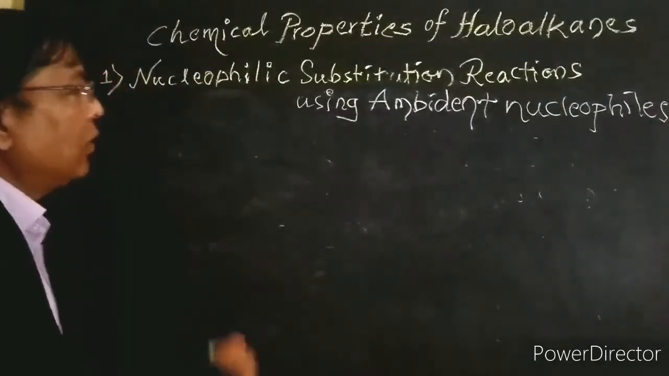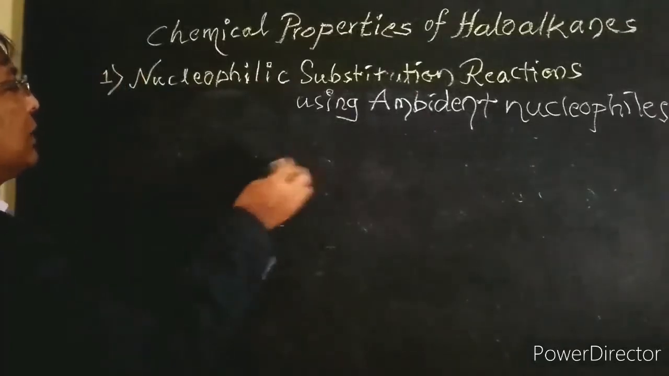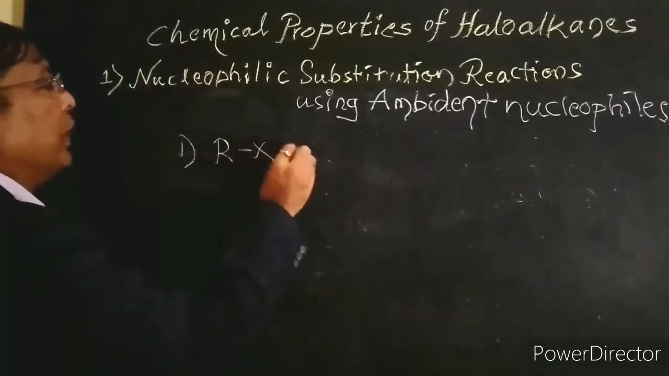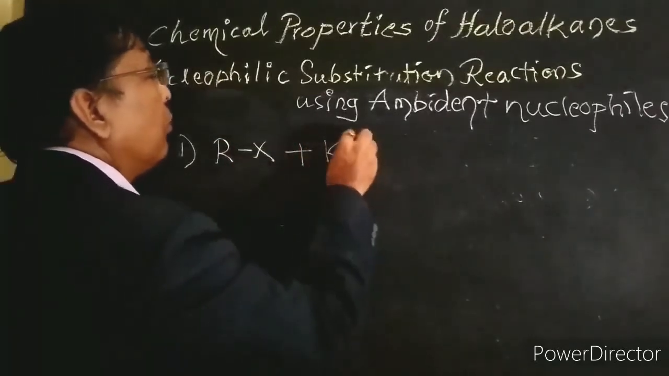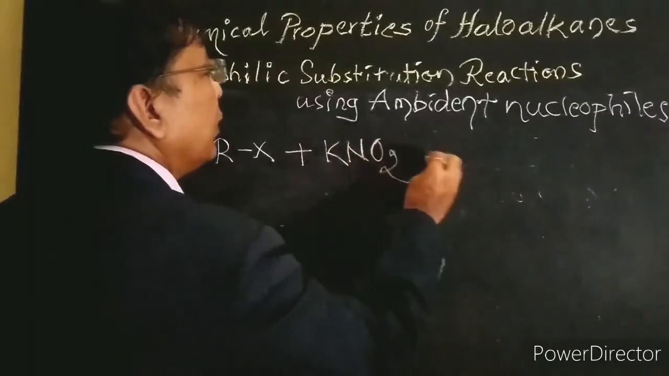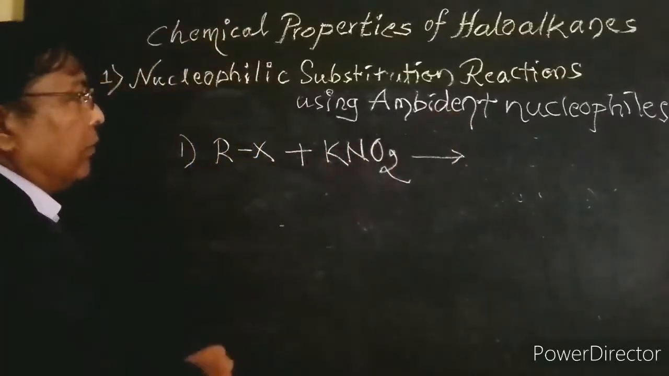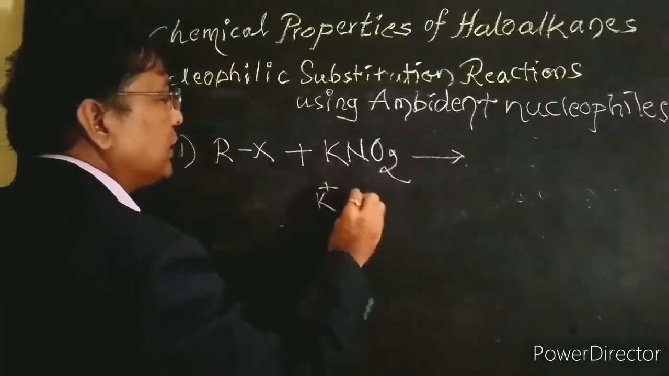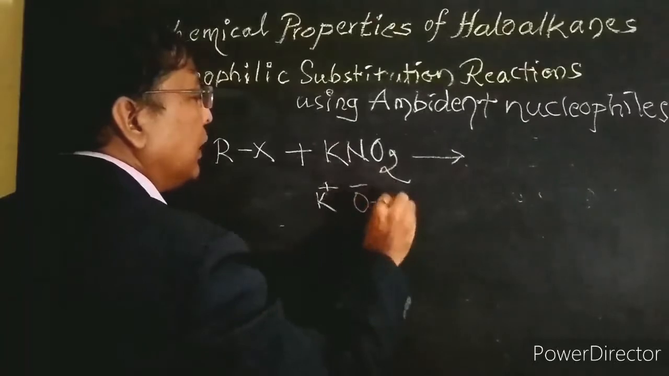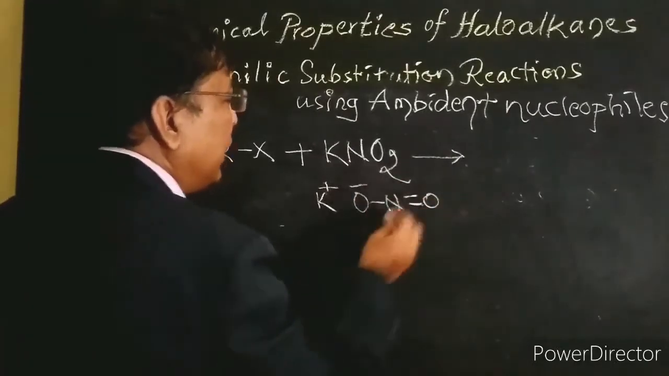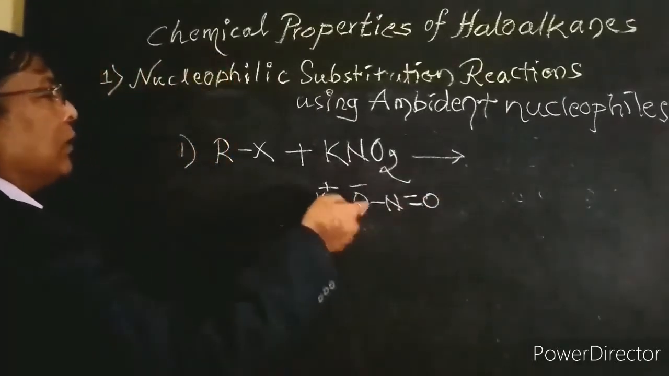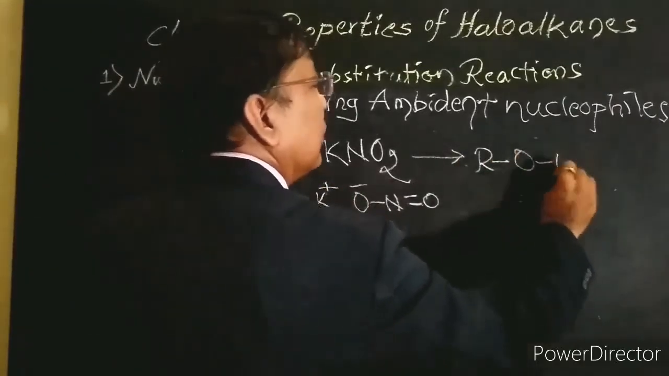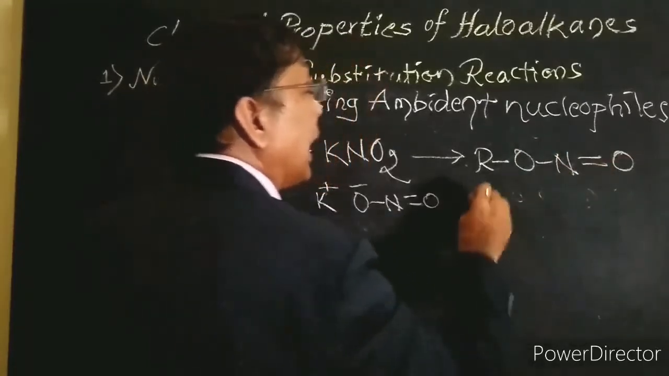Now let us take one more ambident ligand, that is NO2. Reaction of alkyl halide with potassium nitrite, KNO2. This potassium nitrite is an ionic compound, so it dissociates into K plus and O minus N double bond O. Here oxygen is the electron rich center, so it forms a bond with alkyl group, so we get alkyl nitrite.